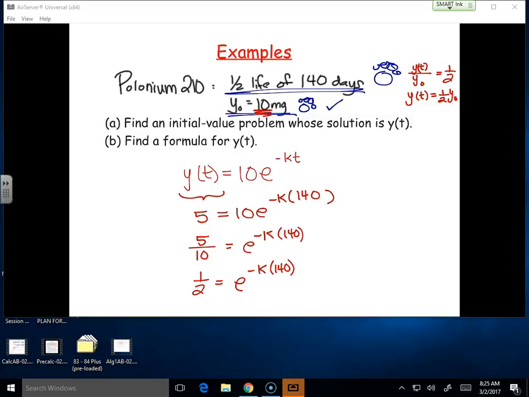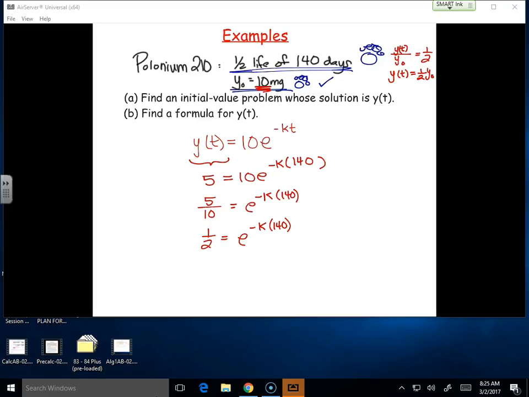Okay. Oh, what was your question? Oh, that was Angela. Angela, what was your question? Okay. How do we solve for k? Ln. Ln of 1/2, ln of e. Divide by negative 140, k is equal to negative 1 over 140 ln of 1/2.